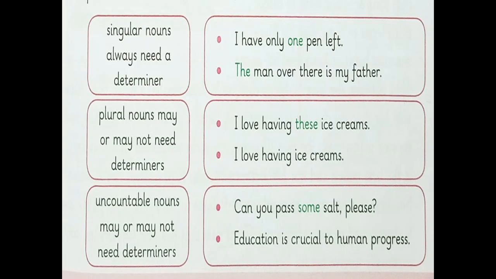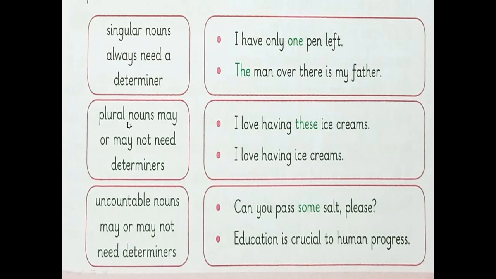It's written on the left hand side: singular nouns always need a determiner, and there are two different examples given over here on the right hand side. The singular nouns are pen over here and man over here, and they are requiring a determiner, and we can see that the determiner over here is one and the determiner over here is the.